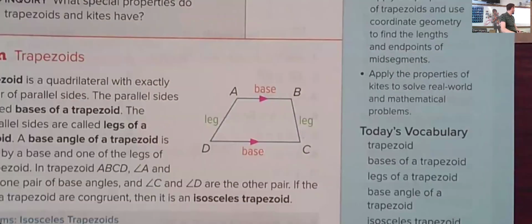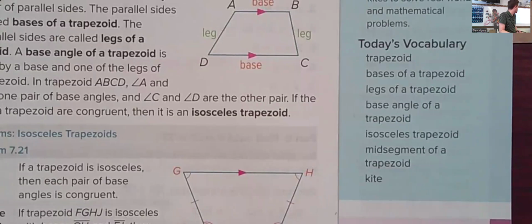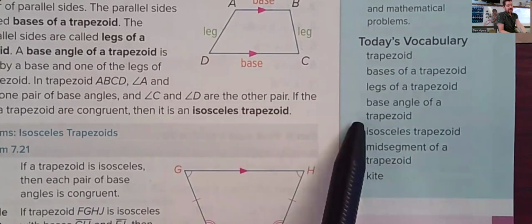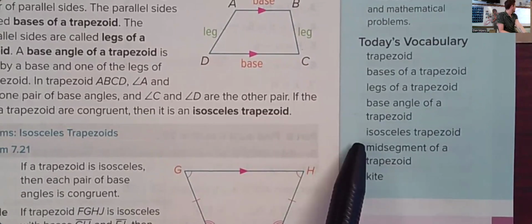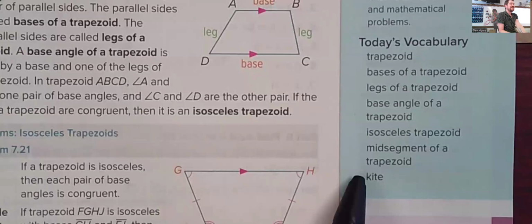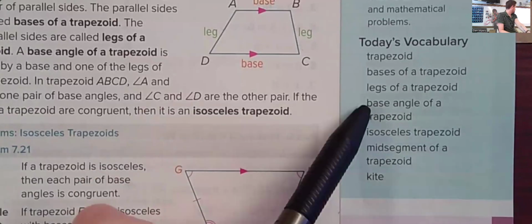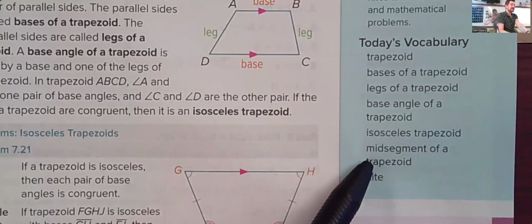And if you take a look at the vocab list, there's a lot. Trapezoid, bases of a trapezoid, legs of a trapezoid, base angle of a trapezoid, isosceles trapezoid, mid-segment of a trapezoid, kite. So you can see most of our notes are going to be centered around trapezoids because almost all of the definitions have to do with trapezoids.